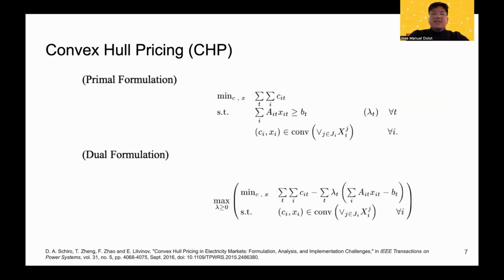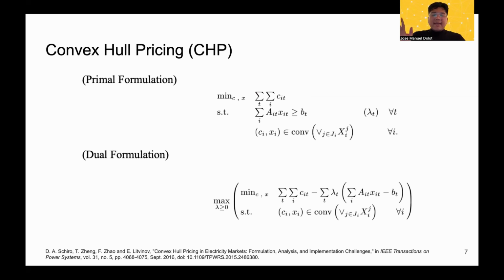Here's what the convex hull pricing formulation looks like. It is very similar to a usual pricing problem, except we now relax our decision variables to be within the convex hull. Doing this immensely changes the behavior of the problem, and the intuition we learned from studying the duals of an economic dispatch will not be applicable anymore. To further understand convex hull pricing, let us analyze its dual formulation.